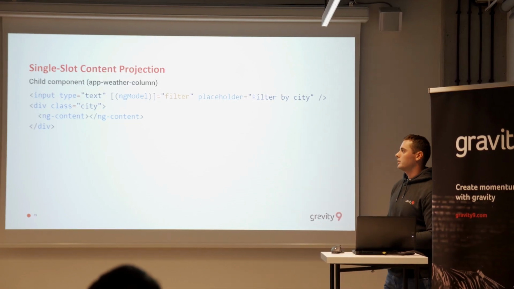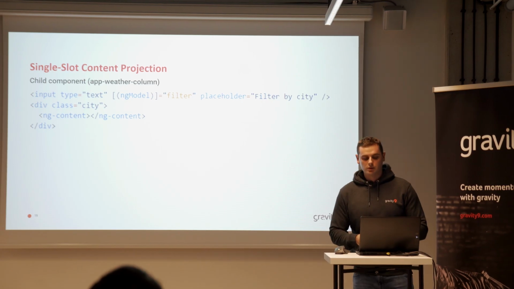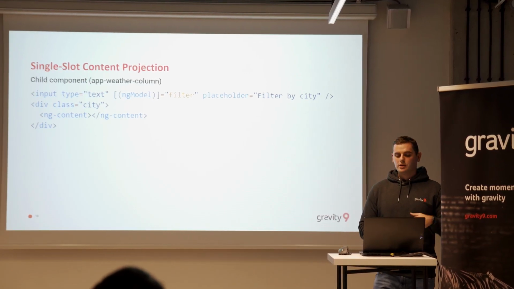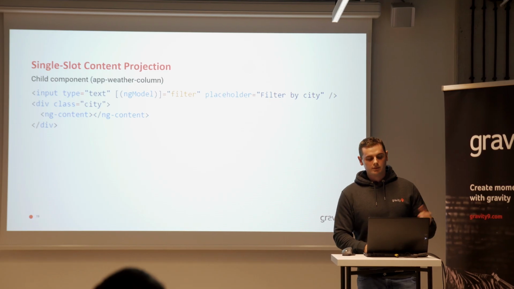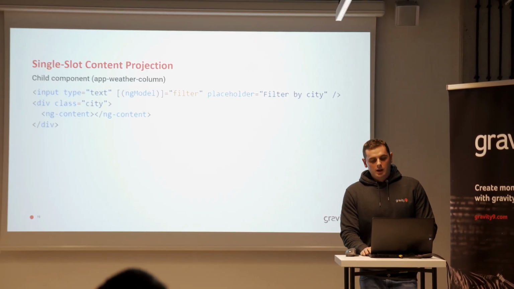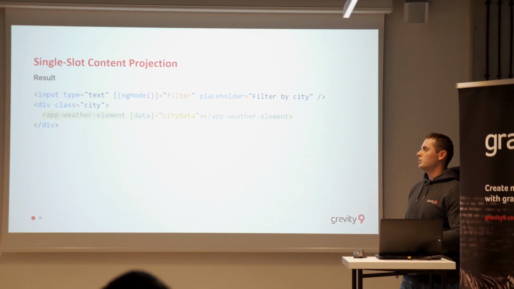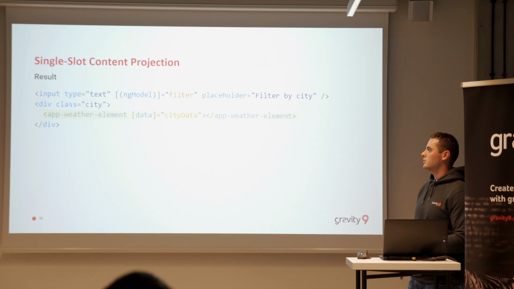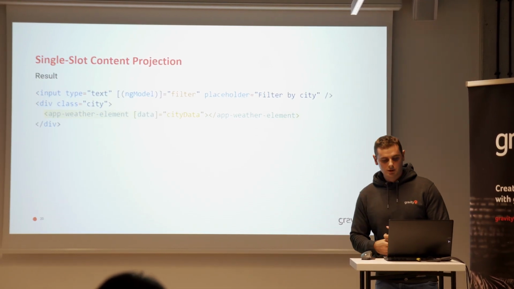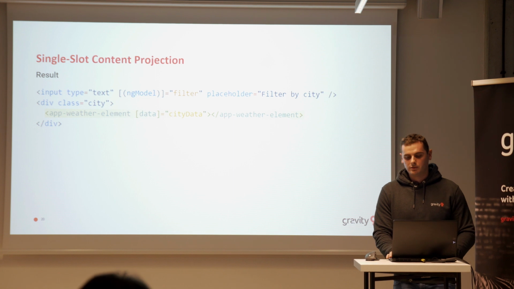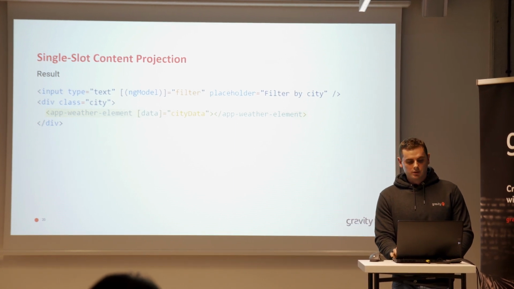And in this case, we are passing the weather element component to the weather column component. And from the child component perspective, we need to use the ng-content element in the place where we want to project, to render the content from the parent component. And in this case, the result will be like this. So ng-content, at the moment of creation of the column component, will be replaced with the content that was passed from the parent component.